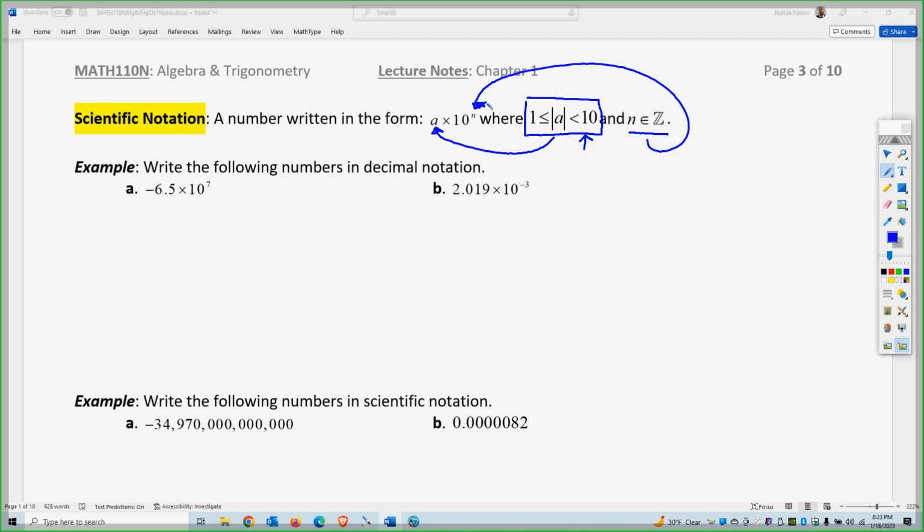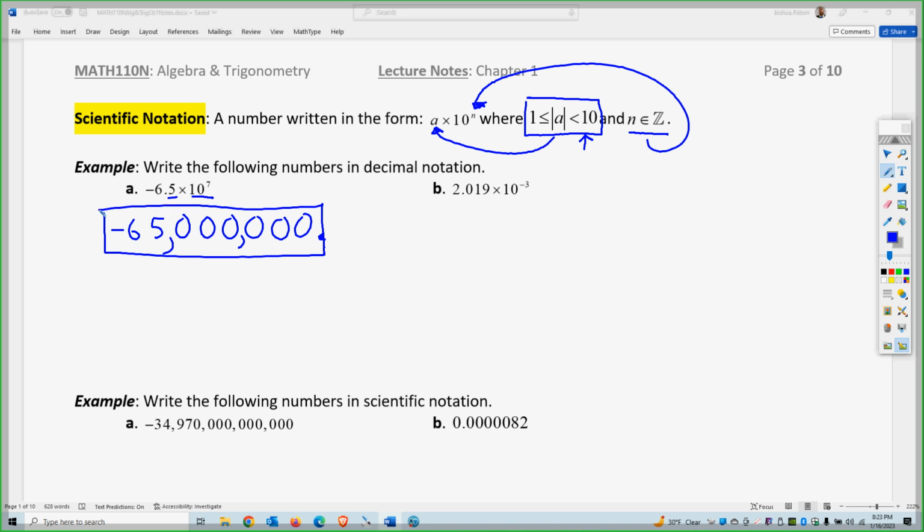Essentially what you're doing here is you're multiplying by 10 7 times. So this is -6.5. There's one decimal value, and then 1, 2, 3, 4, 5, 6. So you've moved the decimal over to there because you've multiplied by 10 7 times. So my actual real value is -65 million.